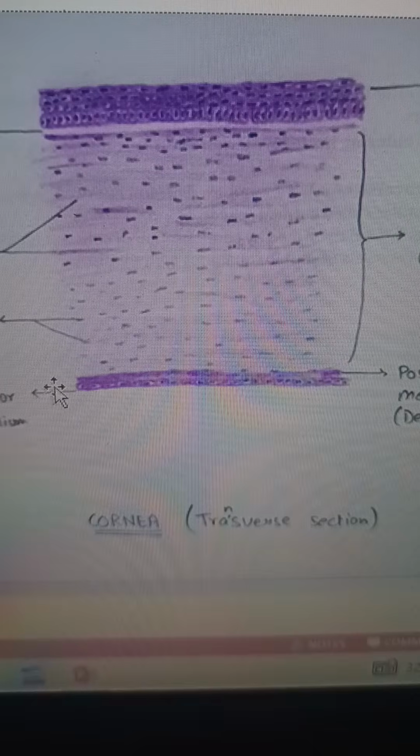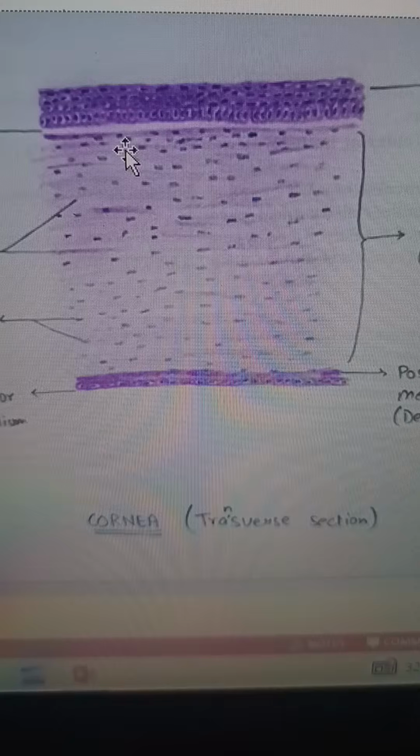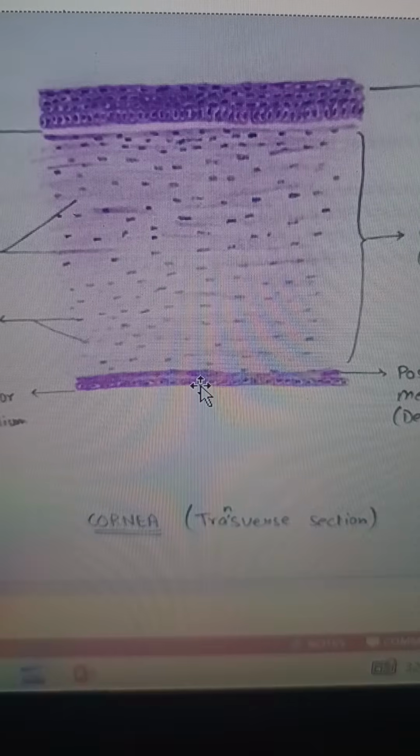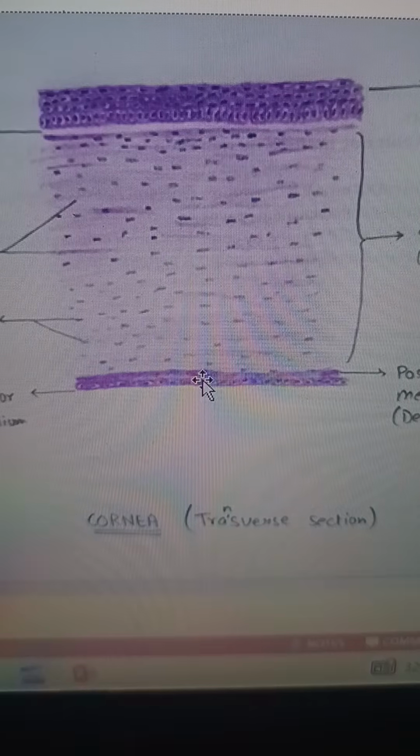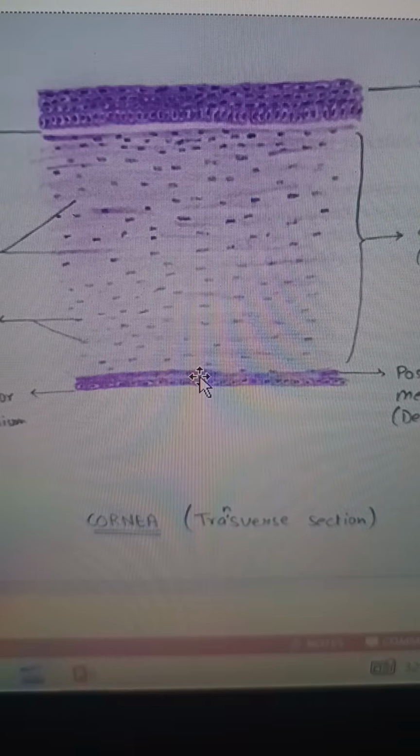And finally, you have the endothelium, that is E, and the basement membrane of the endothelium, which is called the Descemet's membrane, that is D. So finally, once again, A for outer stratified squamous epithelium, B for the Bowman's capsule which forms the basement membrane, C for the connective tissue, and E for the inner endothelium, and D for the Descemet's membrane.